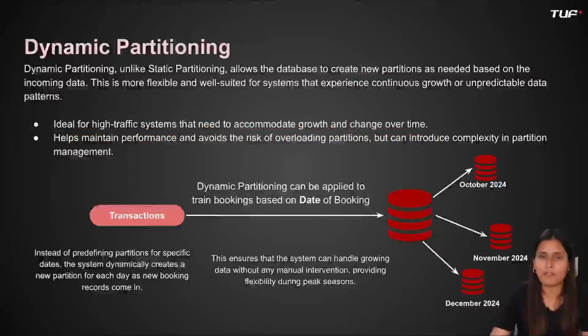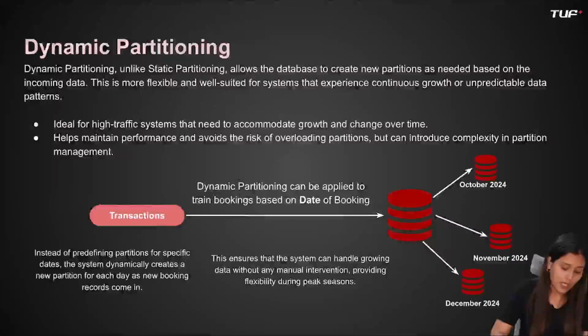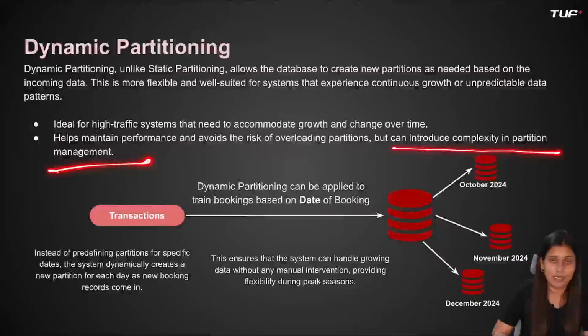So in case of high traffic, as it does not have any fixed rule, whenever it finds any overload on one server, it starts routing the requests to another underutilized or available server. It helps maintain performance and avoids the risk of overloading partitions, but can introduce complexity in partition management.